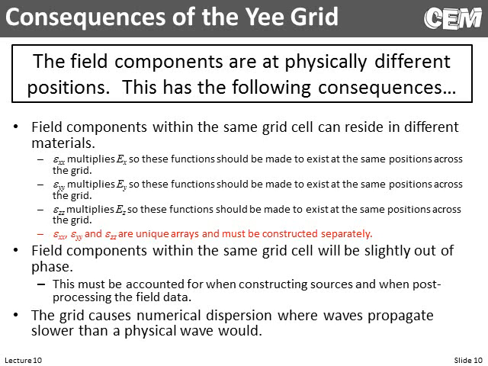And another consequence of the Yee grid is that we're going to get something called numerical dispersion. So a wave traveling through your grid is going to propagate slightly slower than a physical wave would. Well, this makes it look like air has a slightly higher refractive index than it should, and that can throw off your answers. And there's some ways we can compensate for that.